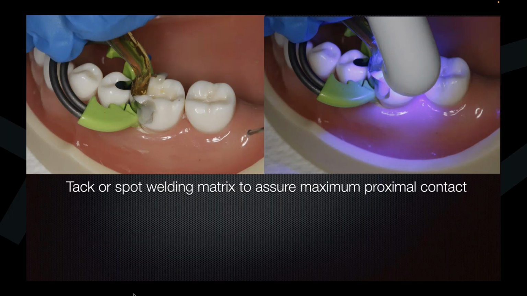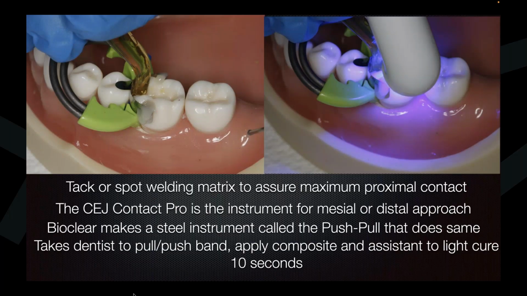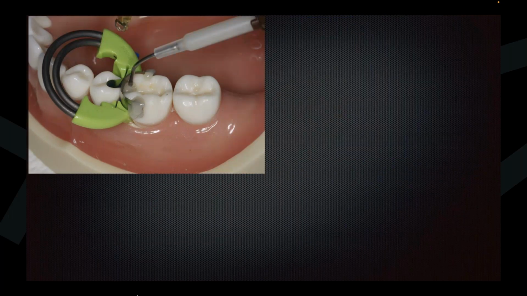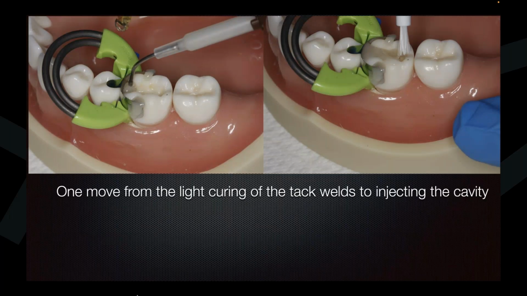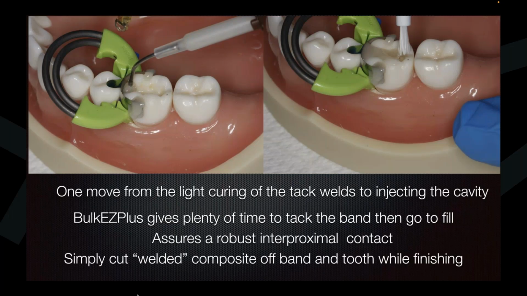And then with the same material, because this is very fast, it doesn't take long to get this. And you'll notice that the BioClear makes this metal instrument. I think the Contact Pro works fine, either one of them. And I don't need to change that needle because it's so quick to do that. I can go right into the fill of the material, and then one move from the light curing to the tack weld to inject the cavity. And Bulk Easy gives plenty of time to tack the band and then go to the fill, and assures a robust interproximal contact. So then simply cut the welded composite bands off the tooth while finishing.